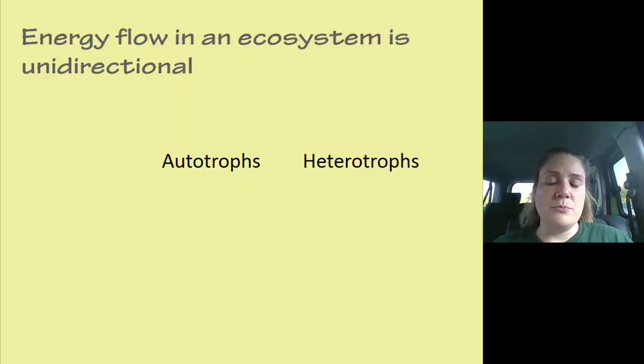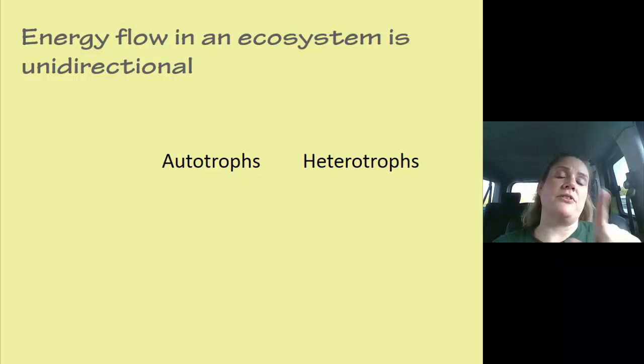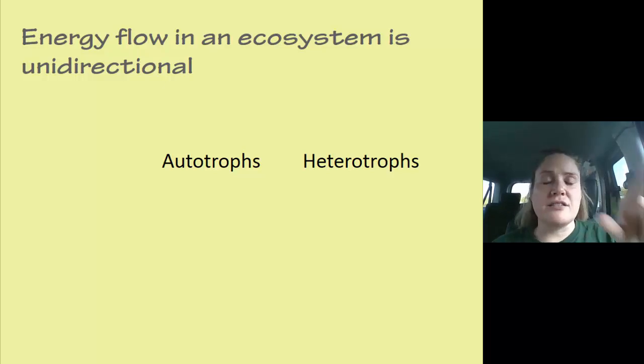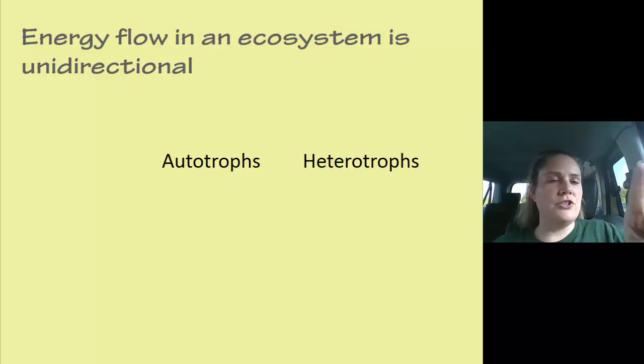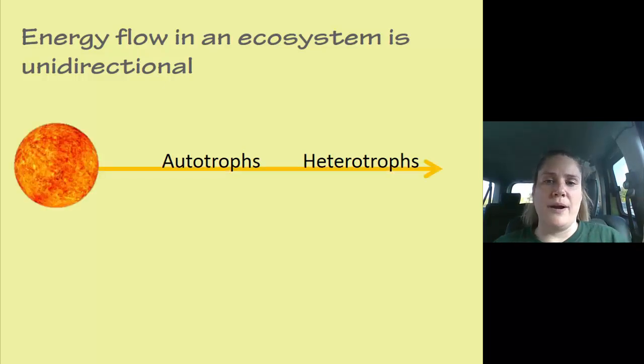Okay, so energy flow in an ecosystem is unidirectional. Now, this is important because we just spent a lot of time talking about cycles, right? We talked about the nitrogen cycle, the water cycle, the carbon cycle, and you read about the phosphorus cycle. So there are all these cycles. But here's the thing, energy doesn't cycle. Energy is unidirectional. Energy only goes one direction.